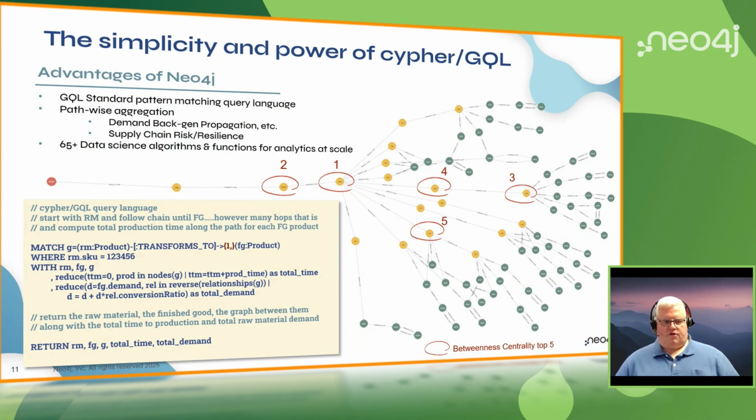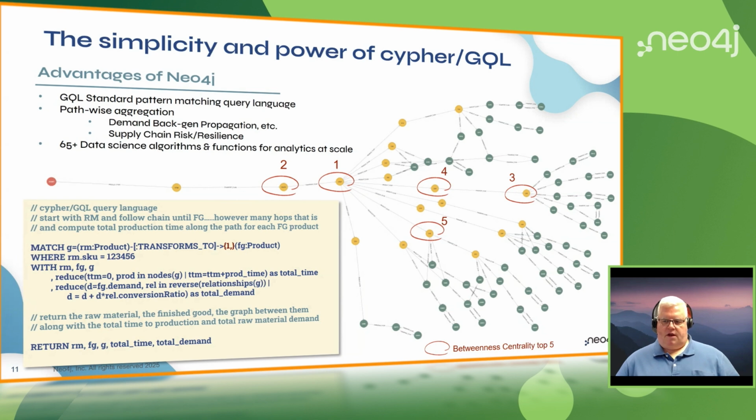Here we see a very simple one. I'm going to start from a raw material, and I'm going to hop down through these transforms, from one to any number of hops, to the finished good. I'm starting with a particular raw material, and along the way, for every path that I traverse, I'm going to compute a pathwise aggregation of total time for production, as well as looking at the reverse. If I have a distribution center down here with a demand, I'm going to compute what the raw material demand is, and along the way, I'm going to have this conversion ratio. And that was something somebody mentioned earlier about some of the things that we're looking at. And this returns, for every path, the raw material, the finished good, and the total time and total demand. Now, this is very interesting.